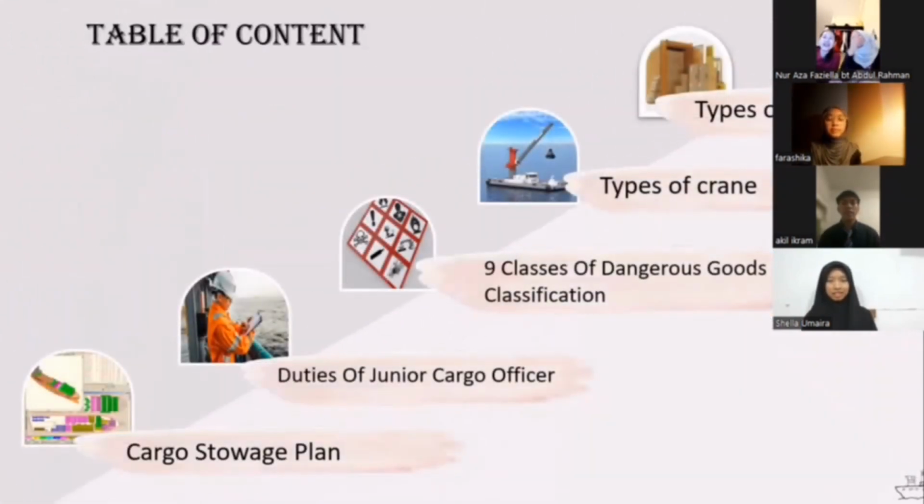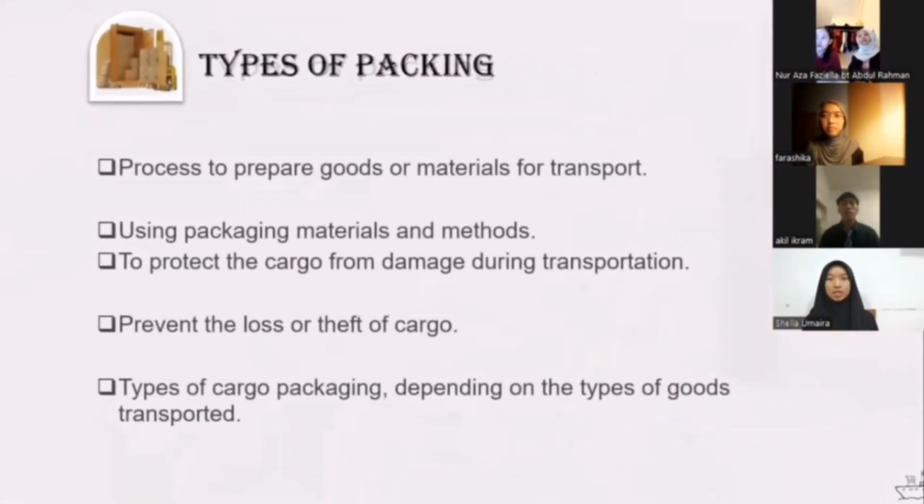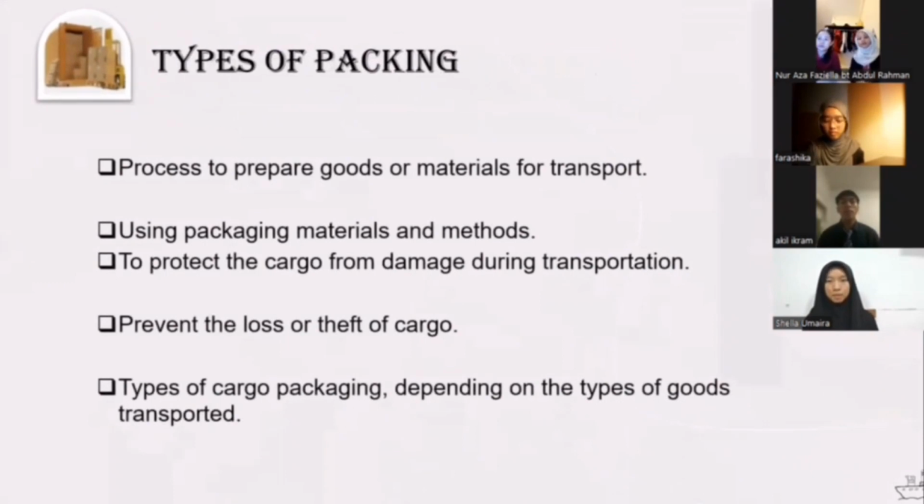Okay, this is the table of contents from our cargo operation management assignment. The first one is type of packaging. After that, type of crane, the 9 classes of dangerous goods classification, duties of junior cargo officer, and the last one is cargo storage plan. For the first topic, I will pass to my friend.